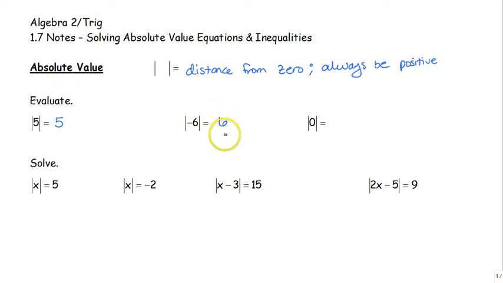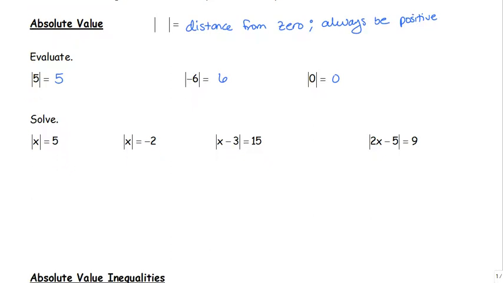Notice that this is positive. This just means it's 5 spots to the right. This means that it's 6 spots to the left, but it's 6 spots away. Absolute value is distance, so it's always going to be positive. Absolute value of 0 is just 0. Alright, we're going to get a little bit harder.